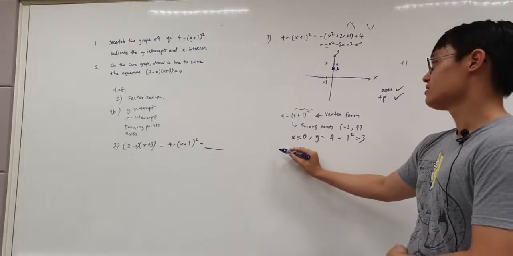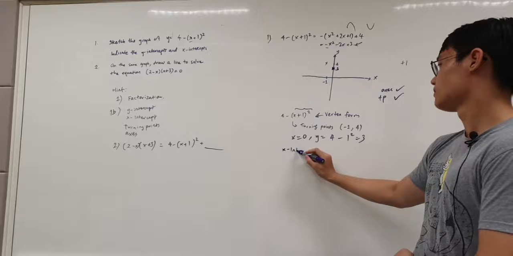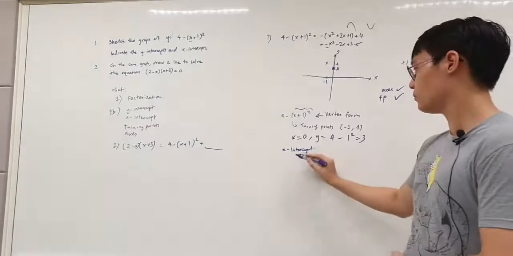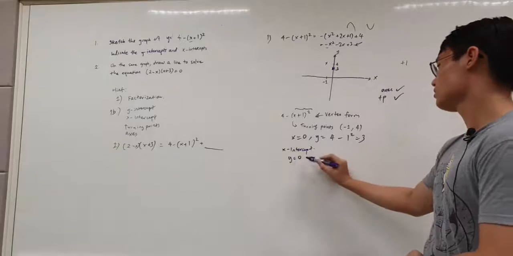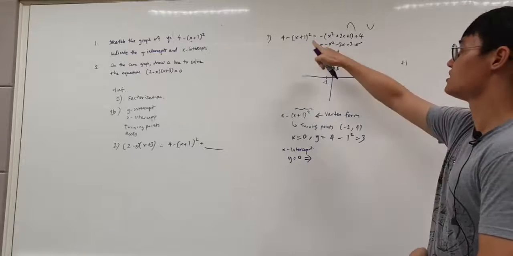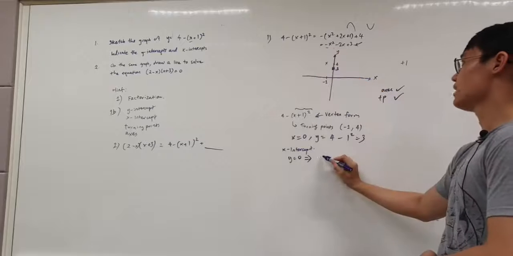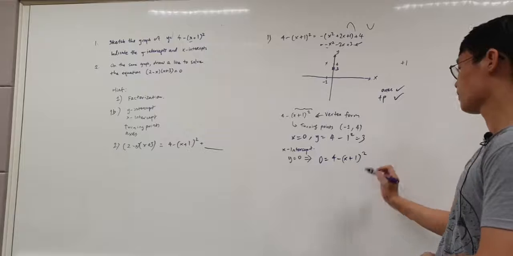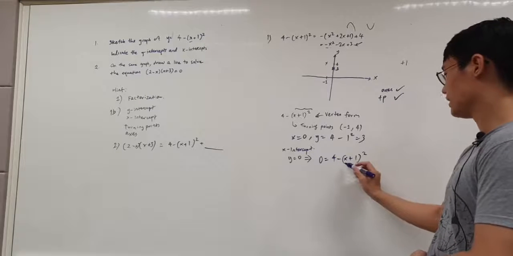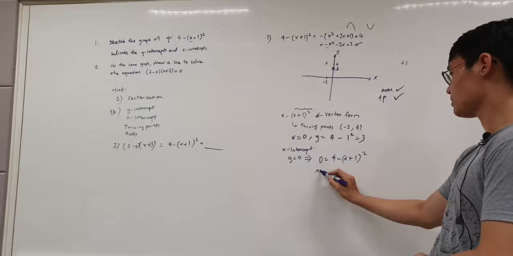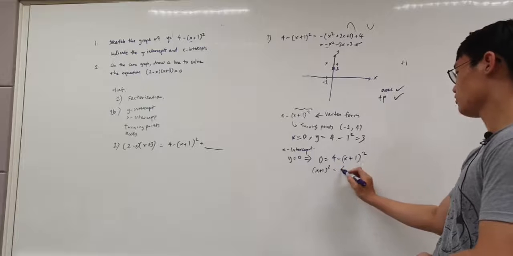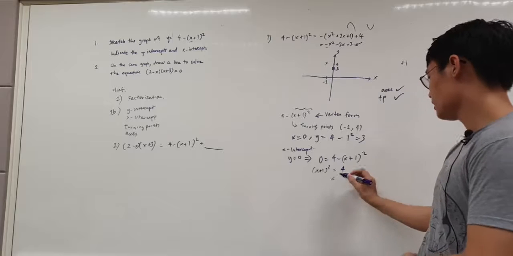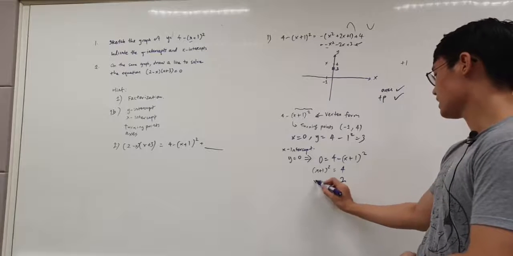Lastly, let's talk about the x-intercept. The x-intercept can be retrieved when y equals 0. So by substituting 0 into this equation, we have 0 equals 4 minus (x plus 1) squared. And by moving this over, (x plus 1) squared equals 4. Now we take the square root on both sides. So this is 2, this is x plus 1.